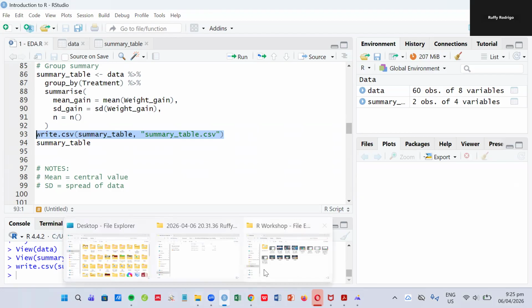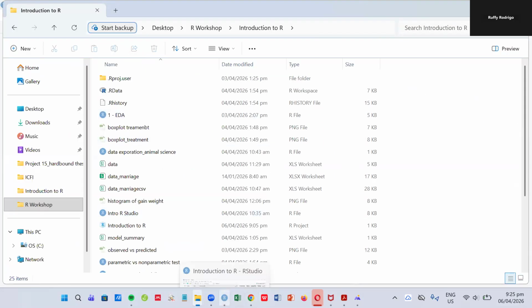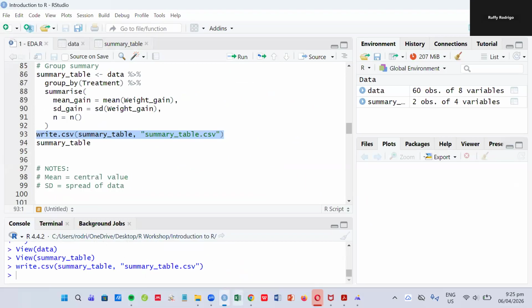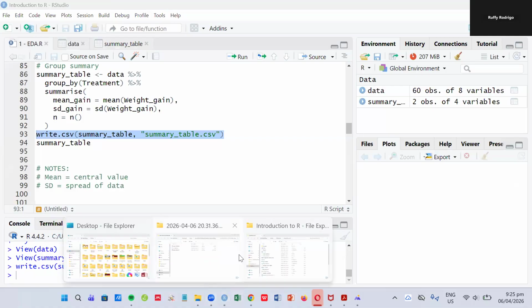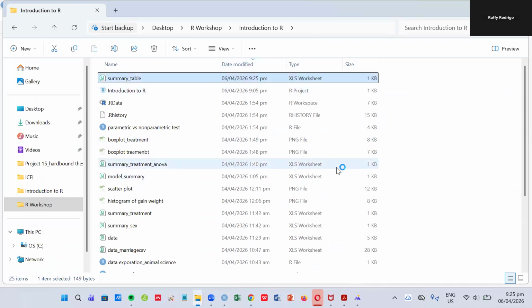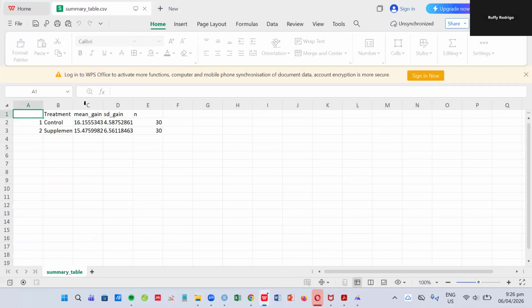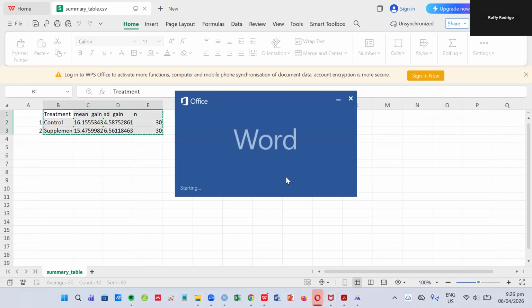And you go to your working directory. If you just remember your code, summary table, and here is the summary table. Where is it? I would go by date modified, and there you go. Now you have produced a table, and you can copy it, clean it a little bit, and put it in your Word document.